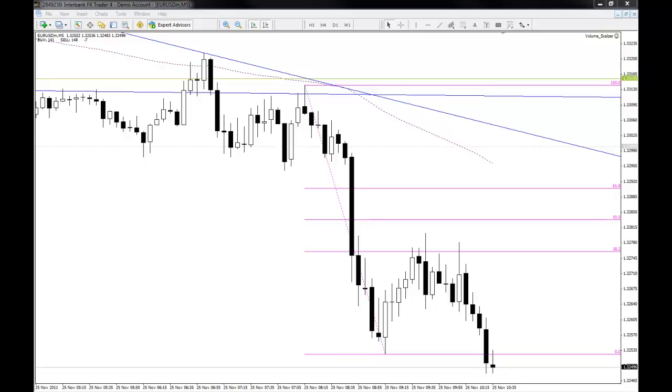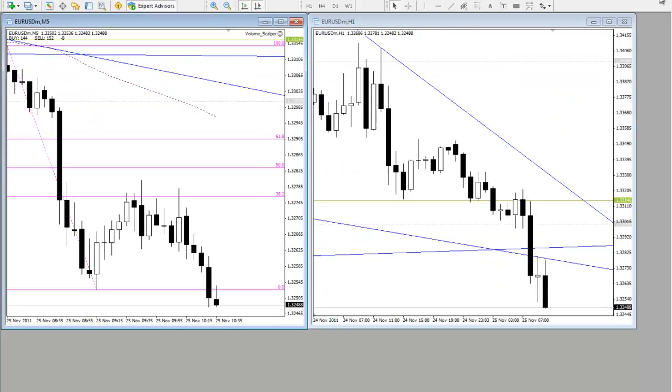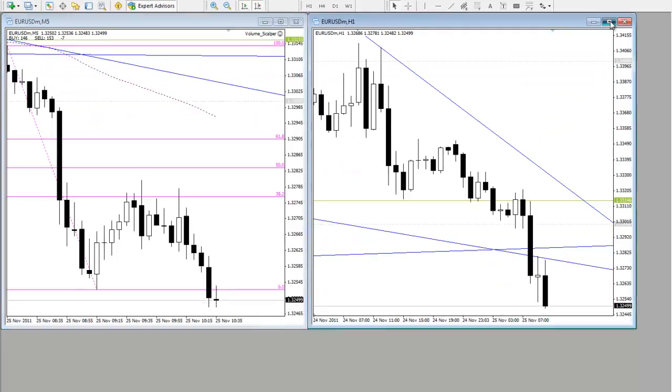Alright, today's November 25th, 2011. Looking at the Euro US dollar 5-minute chart. Let's just start off with an hourly chart real quick.